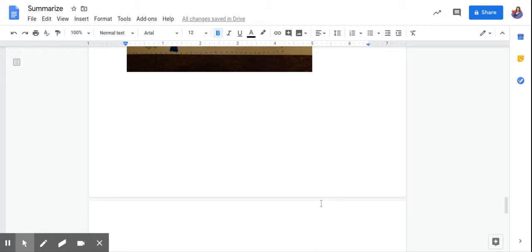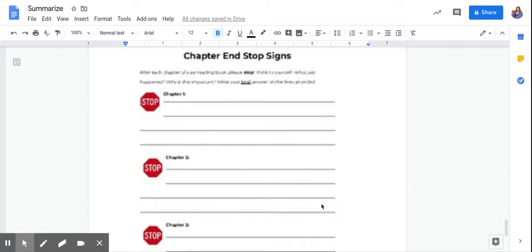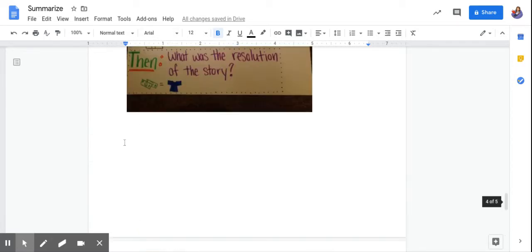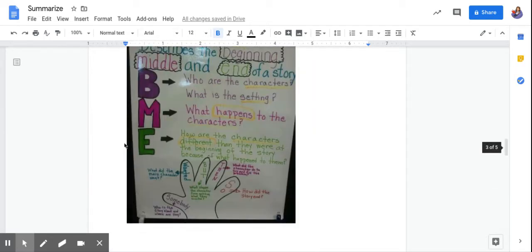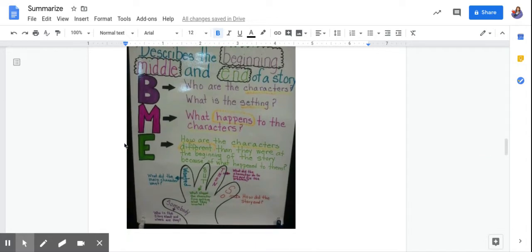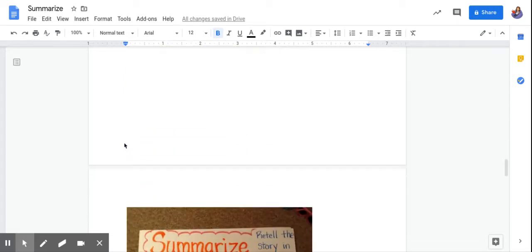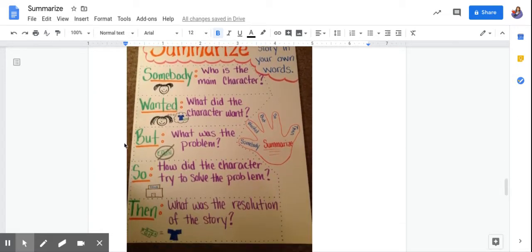Another strategy we learned was chapter end stop signs, where we are writing the major events from each chapter that we read. And then we work with beginning, middle, and end, which is when we write the characters, the setting, and what happens to the characters in the beginning of the story, middle, and end of the story. But the one we've worked with the most is the somebody wanted but so then strategy. And that's what we'll be working on today.